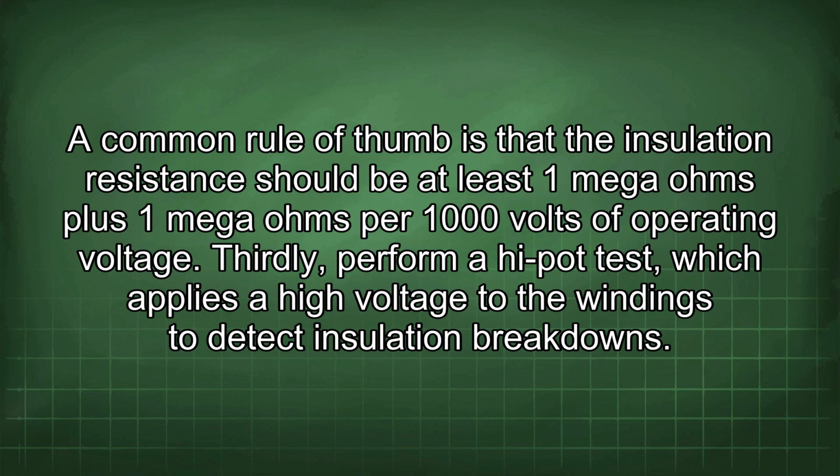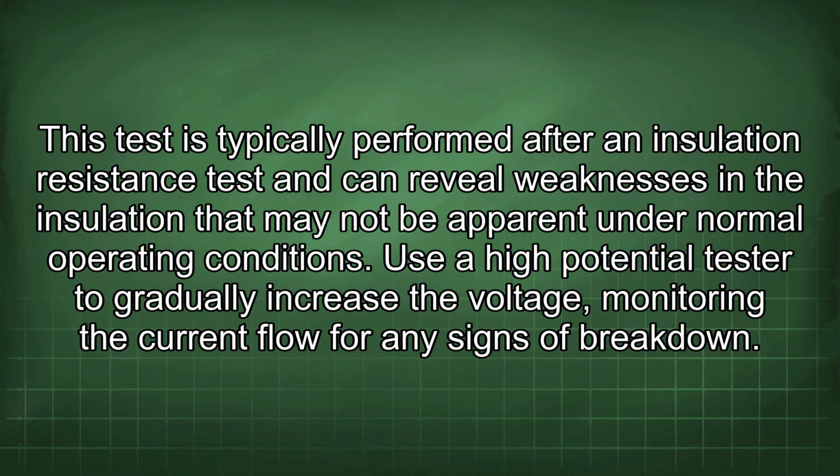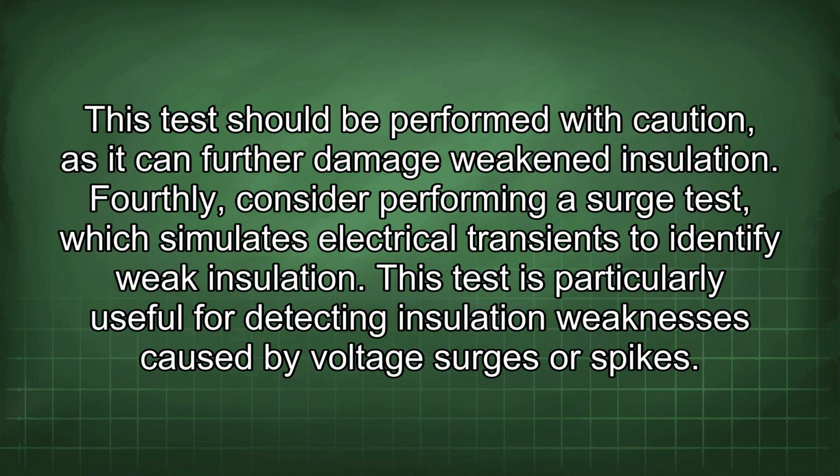Thirdly, perform a high-pot test, which applies a high voltage to the windings to detect insulation breakdowns. This test is typically performed after an insulation resistance test and can reveal weaknesses in the insulation that may not be apparent under normal operating conditions. Use a high-potential tester to gradually increase the voltage, monitoring the current flow for any signs of breakdown. This test should be performed with caution, as it can further damage weakened insulation.